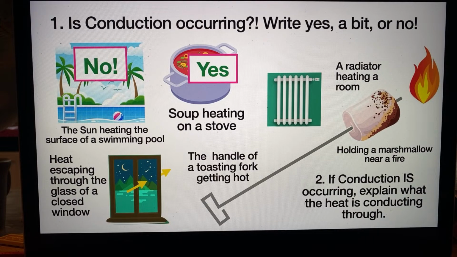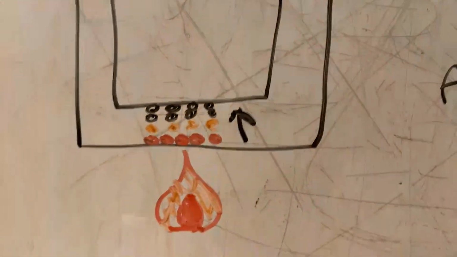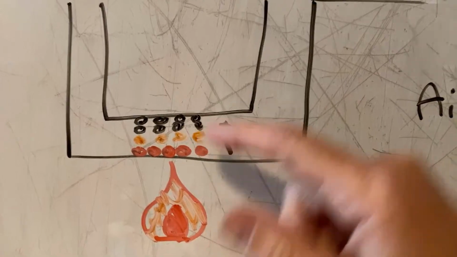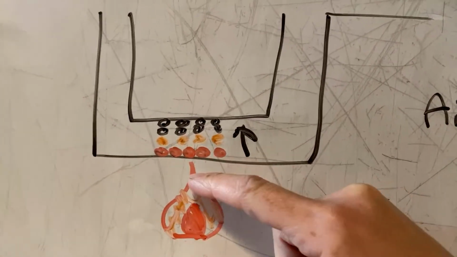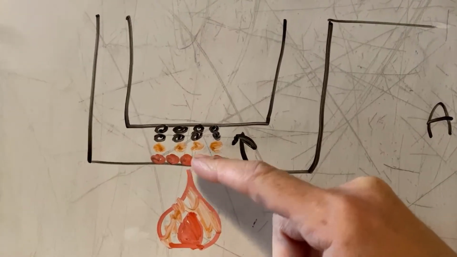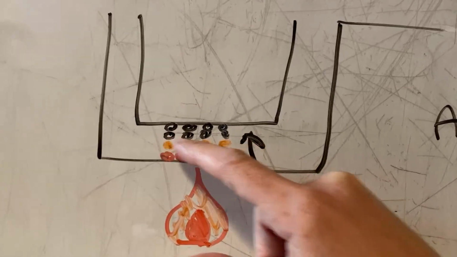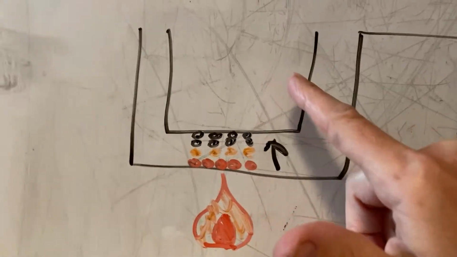Soup heating on a stove. Yeah, that is conduction. I drew this cool little diagram here. We've got the fire down here, and we've got a metal, which is a solid, and then we've got some soup here. This row of metal particles right next to the fire gets hot, starts to vibrate more, and those vibrations are passed along. The next particles start to vibrate more, and then eventually that heat will travel all the way to the soup.